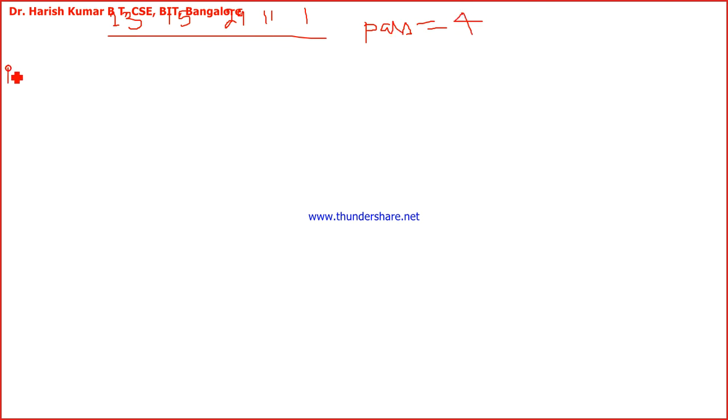So pass 1. I'll write my numbers 23, 15, 29, 11 and 1. Okay. Now I compare these two. Since 15 is lesser than 23, I am comparing the element which is at index 0 and 1. Now 15 and 23 are exchanged.